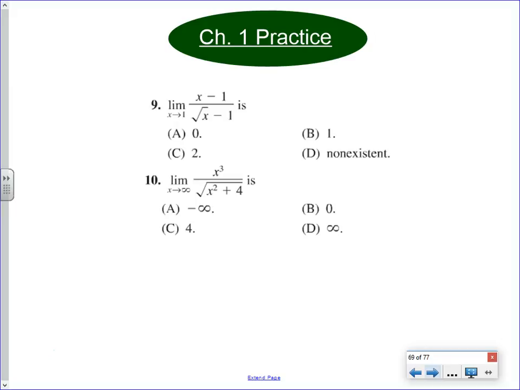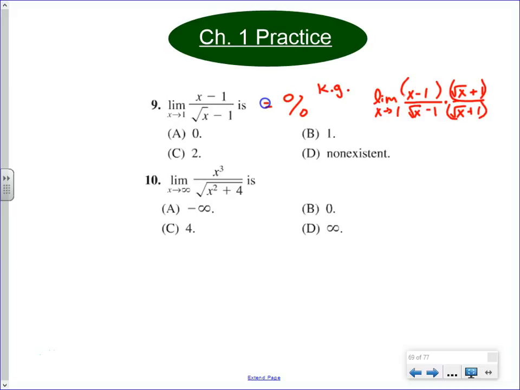Let's work them together. What are you guys trying? The first thing you should always try: plug it in, and what do you get? 0 over 0. If it's a long answer and I'm checking your work, I better see work. How do you keep going? Multiply by the conjugate. Rewrite your limit, and write all your work. What is the conjugate? Use the square root one, right?